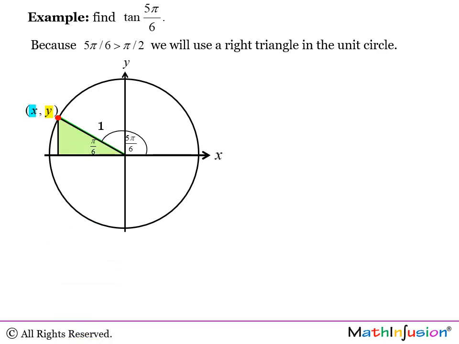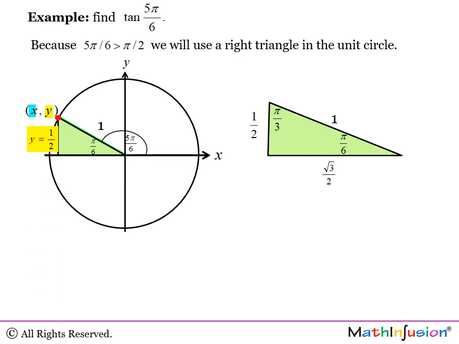To find the tangent of 5 pi over 6, I need to find the sine and the cosine of 5 pi over 6, which are the y and the x of the point (x, y). So this is the triangle that was in the unit circle. You can see, first of all, that the value of y is 1 over 2. What about the value of x? The value of x is radical 3 over 2, but it's negative because, as you can see, x is negative in the second quadrant.